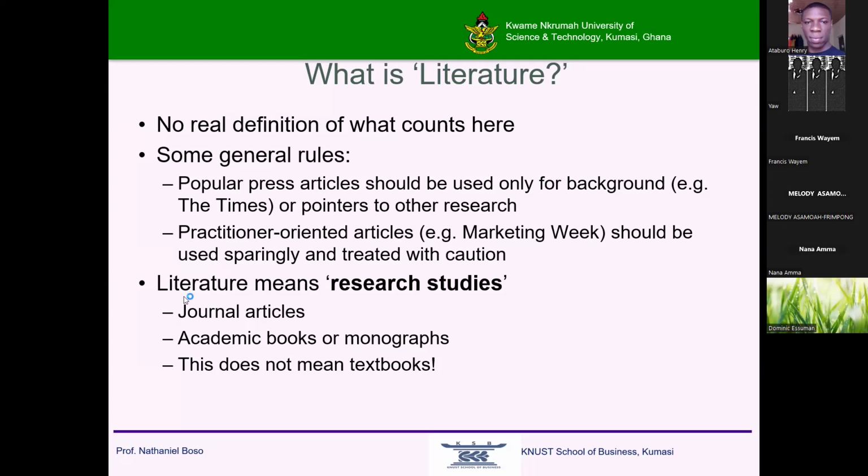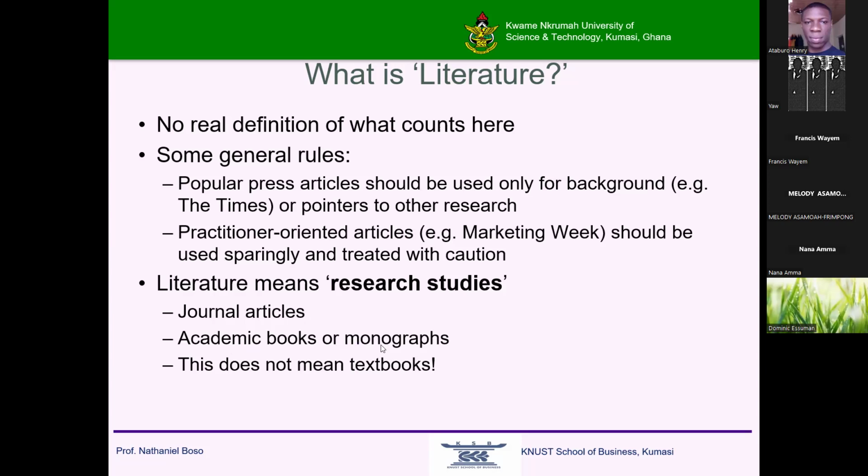All right. Then literature means research studies. In essence, when we talk about literature in the context of research, we mean published research articles, other studies that have gone through the same or similar scientific rigor as you are going to go through to produce the output. They are the ones we look at, and they include journal articles. So if you go to the chat page, you will see some of the outlets my colleague Dr. Isuman posted there for your consumption.